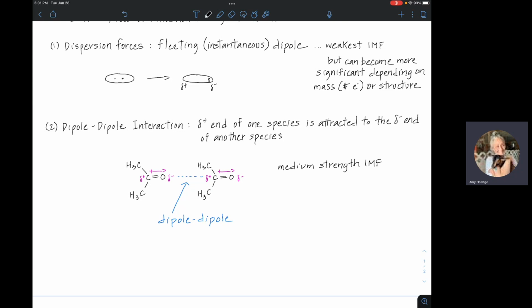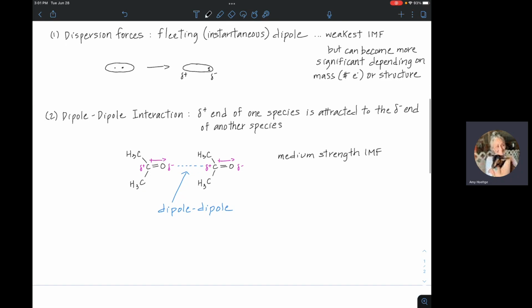So it's stronger than a dispersion force if you're talking about molecules of comparable mass, right? If you've got this big giant molecule that only has dispersion forces, but it has a mass of say 400 grams per mole, and then you've got little teeny acetone over here, yeah, the dispersion force on the bigger molecule is going to be more significant. But if you're talking about comparable masses, the dipole-dipole interaction is a little stronger than the dispersion forces.